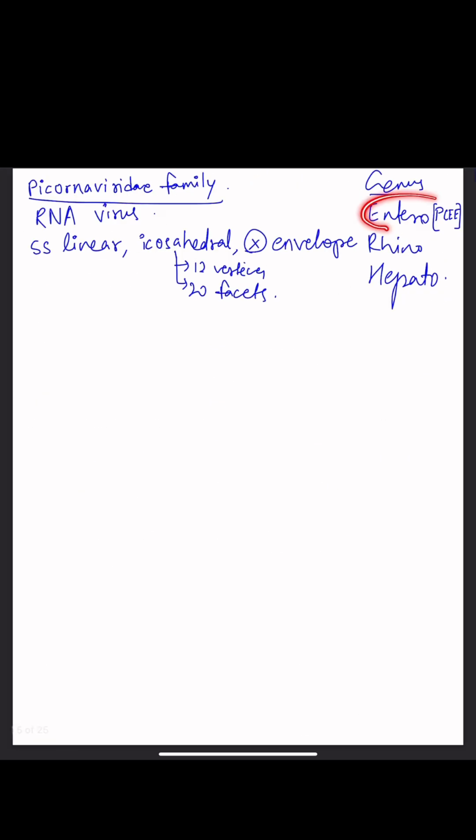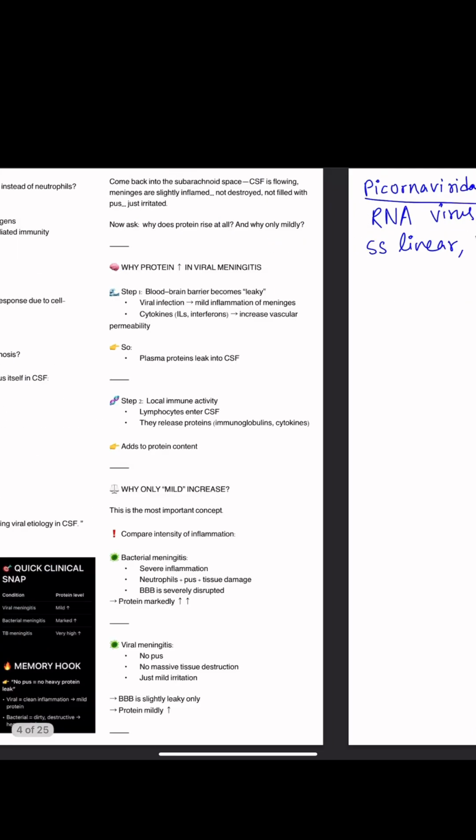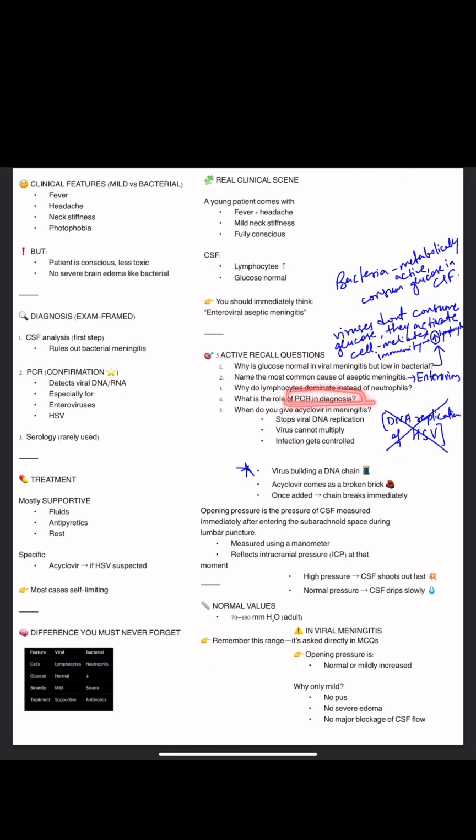Enteroviruses are a genus from the Picornaviridae family. They are RNA viruses, single-stranded, linear, and icosahedral. They have 12 vertices, 20 facets, and they do not have an envelope. They include entero-, rhino-, and hepatoviruses. The next thing to see is the role of PCR. PCR will detect the RNA of the viruses.